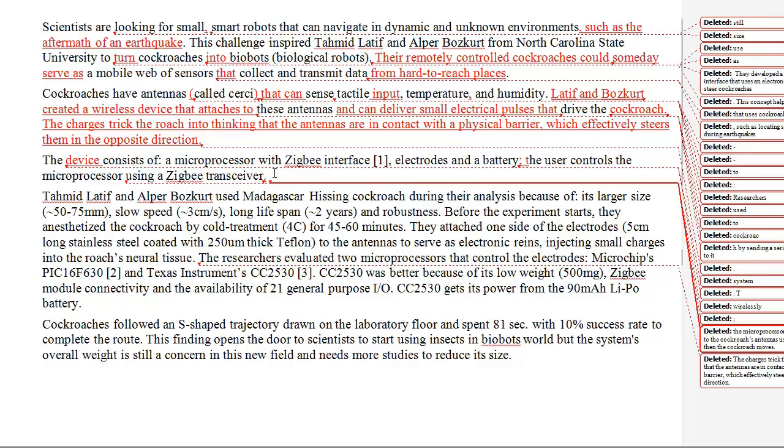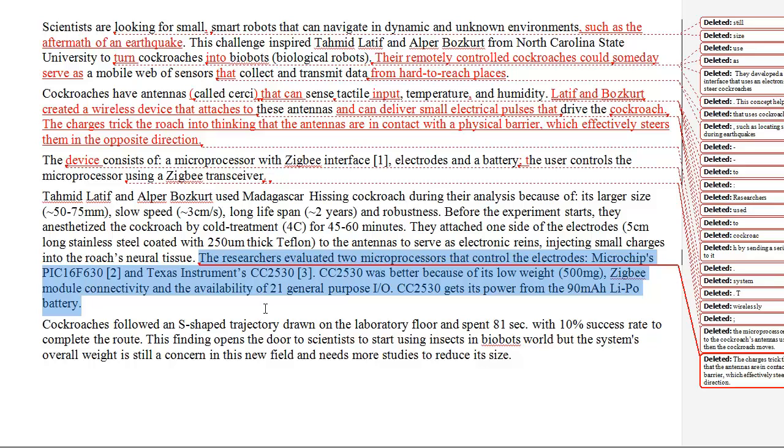So now we've talked about the device itself, the microprocessor, the transceiver, the electrodes, and the battery. And so now this is a good place actually to move up something that the author had here below. The author talks about the particular microprocessor that was used in the device. So it seems to me that it would be perfect to discuss that right here.